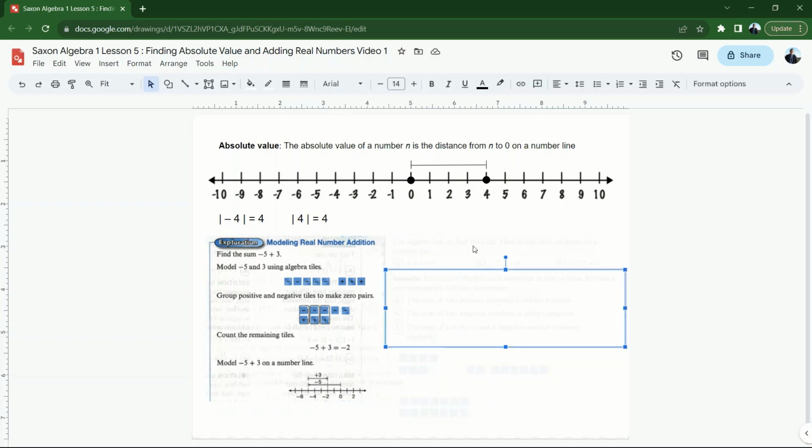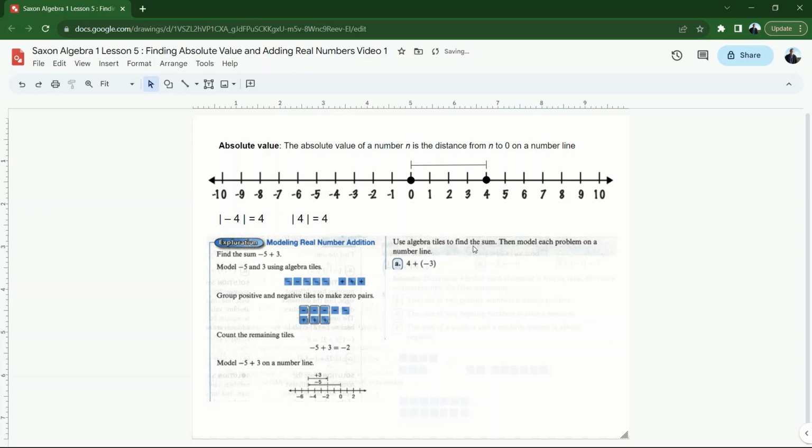All right, let's take a look at some more examples of this. Use algebra tiles to find the sum, then model each problem on a number line. We're just going to use this number line up above to do the same thing. So 4 plus -3. Well, that means I have 4 positive tiles and 3 negative tiles. My negatives are going to get completely obliterated here because I only have 3 of those and I have 4 positives. What do I have left over when I obliterate each positive with 1 negative? I have 1 positive. So the answer to this should be 1. Let's check that on the number line. I'm going to go to the right 4 because positive 4 comes first. 1, 2, 3, 4. But then I have to go back to the left 3. 1, 2, 3. I end at 1. 1 is the correct answer.